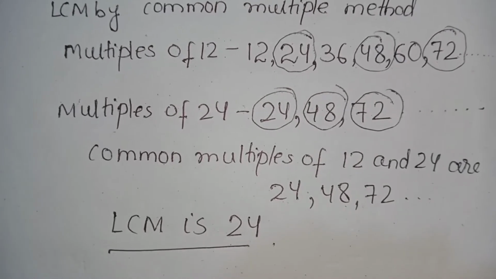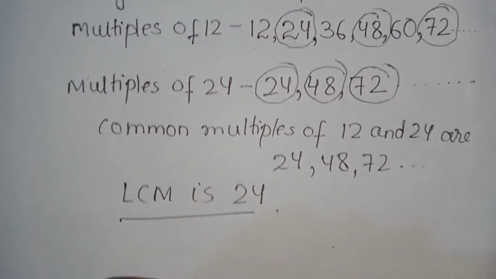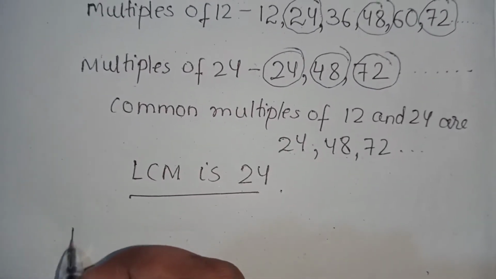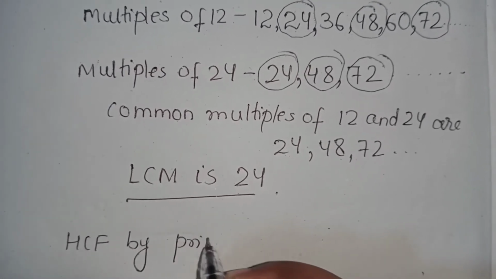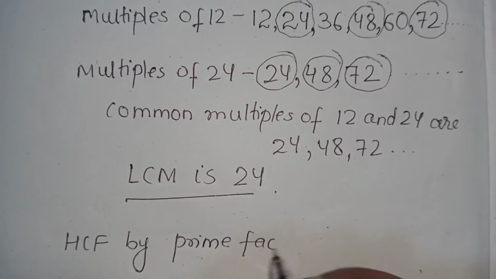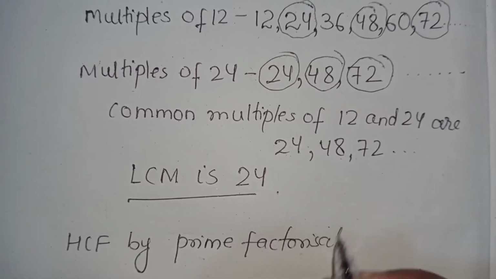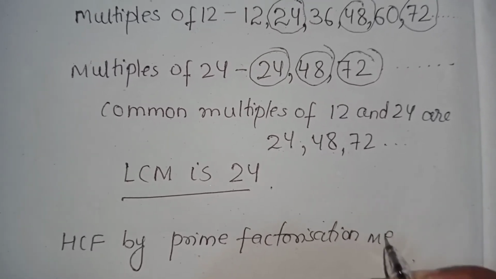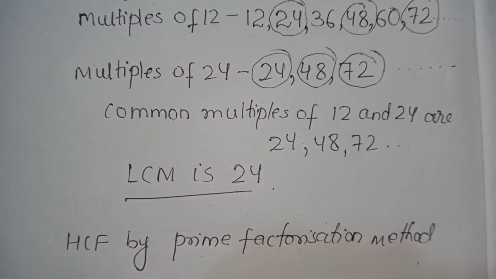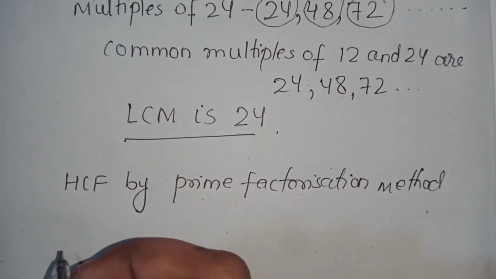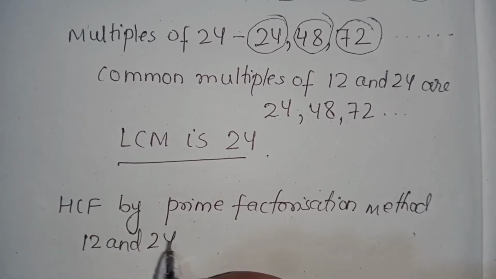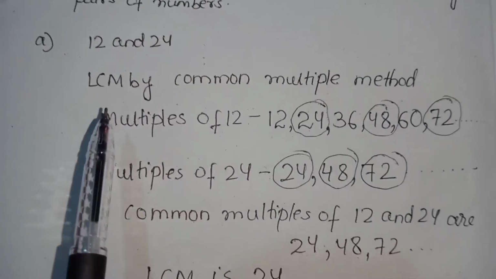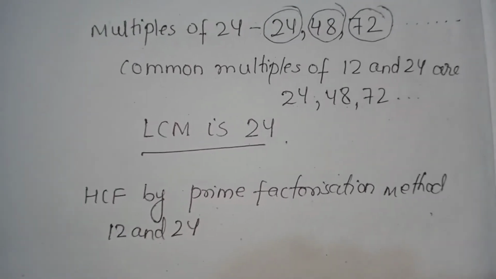Now let's do HCF by prime factorization method. Okay, now we are going to do HCF by prime factorization method. So we have to find the HCF of 12 and 24. For the same numbers we have to do LCM also, and for the same we have to do HCF also.